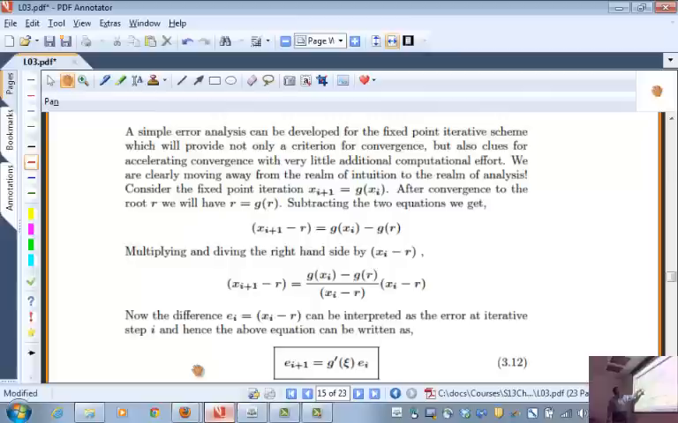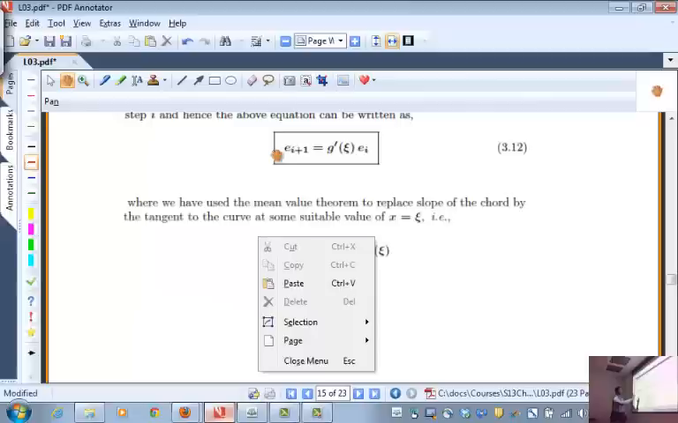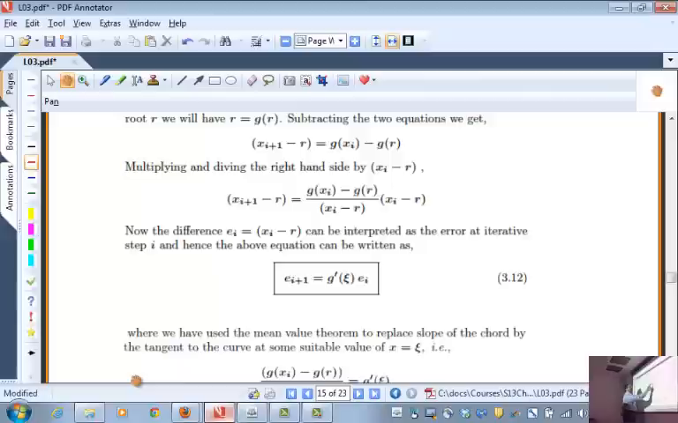Now, I'm going to subtract one from the other. So x i plus 1 minus r on the left-hand side is equal to g of x i minus g of r. Okay. Now, I can interpret this difference on the left-hand side as the error in step i plus 1, because it's a difference between the root and the current iterate. So that is the error at i plus 1. On the right-hand side, I'm going to multiply and divide by x i minus r, just a mathematical manipulation. And then I can interpret this as the error at the ith step. But what is the interpretation I can give for this? g of x i minus g of r divided by x i minus r.